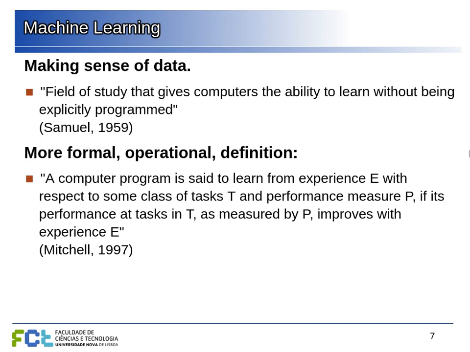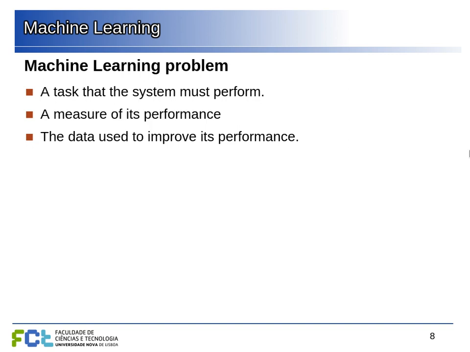So basically, we are looking at these elements: the tasks that we want to do, the measure of the performance, and the data, the experience that we are giving. And if the performance is improving, then the system is learning. So if we can identify these 3, then at least we can define our machine learning problem.